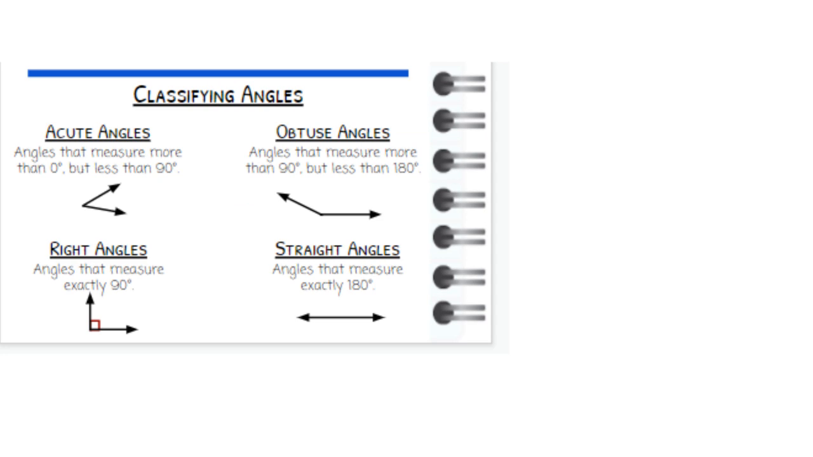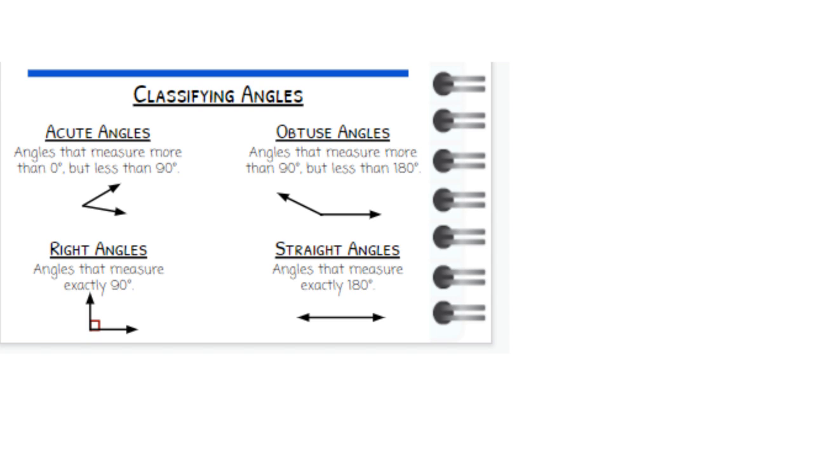Okay, on to the bottom part of this page. This is the classifying part. Hopefully when you're seeing these 4 words, you're like, yes, I already know these. But just to make sure we've got the vocabulary down for classifying, an acute angle is an angle that measures more than 0, but less than 90. So bigger than 0, smaller than 90. Obtuse has to be more than 90, but less than 180.